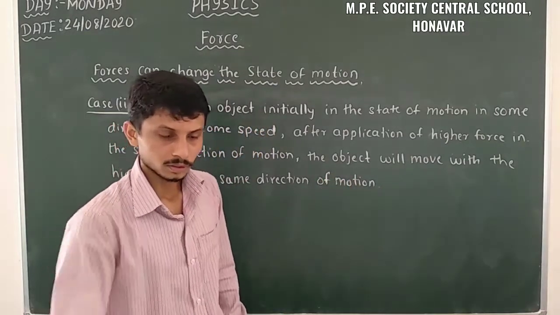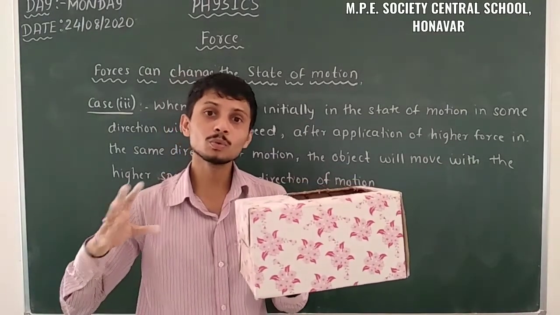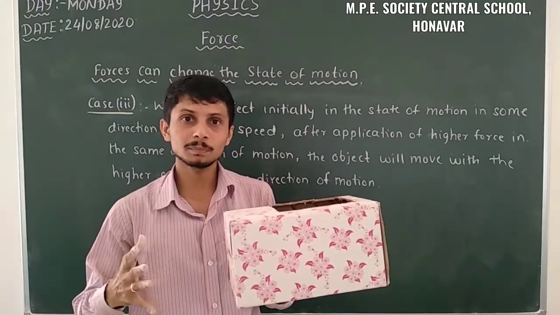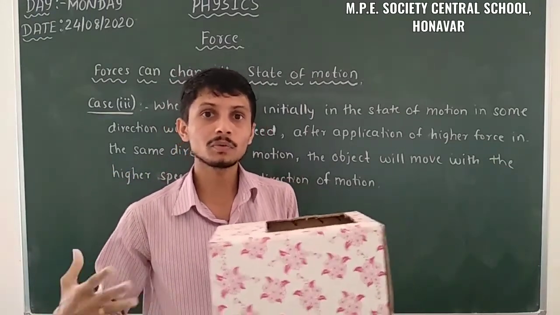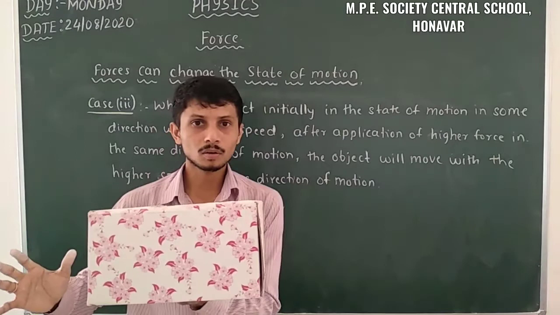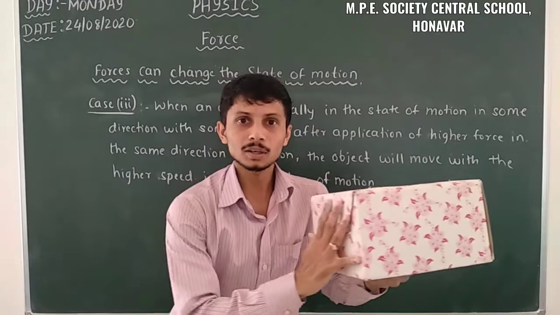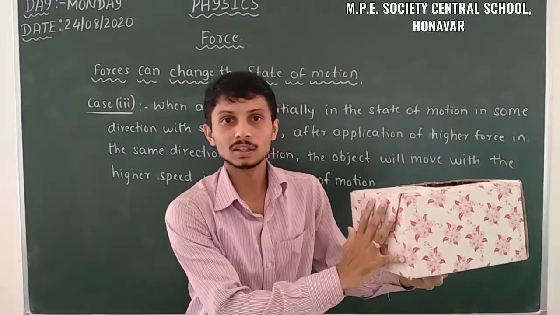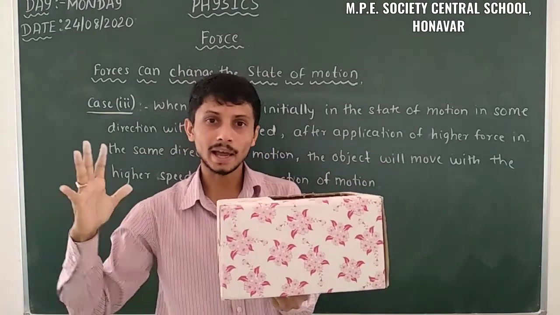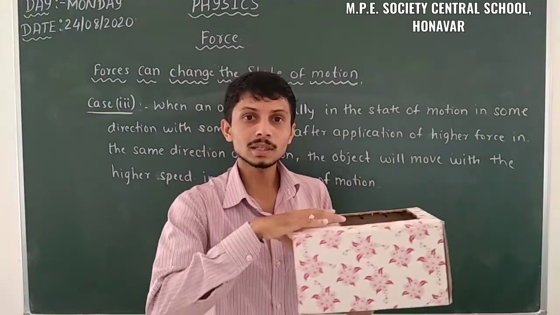So here the box moves in this direction. I want to move this box in this direction only, with a higher speed. That means the action will be quicker. We want the action to be done in less time. Initially the box moves in this direction, its state of motion. After the application of force, it will move with a higher velocity or higher speed, in the same direction. For that we have to apply a higher force in the same direction of motion. So this is about the third case.